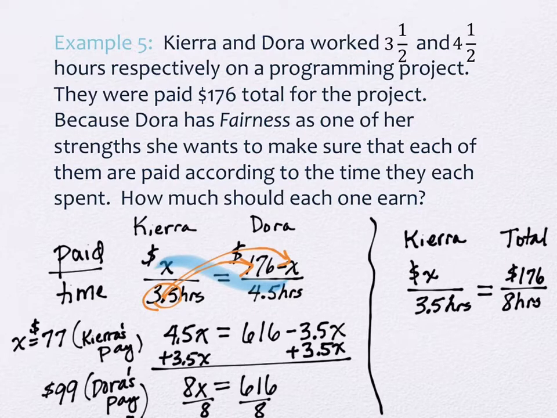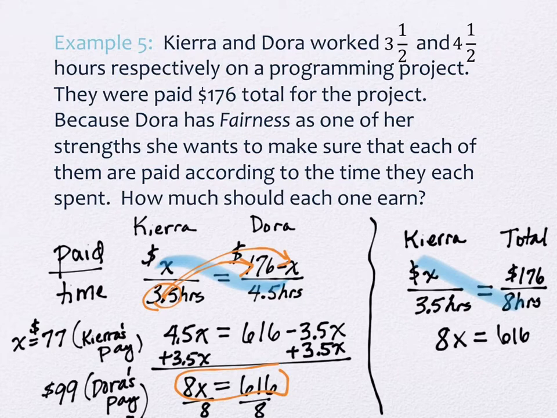If you do the problem like we did on the right-hand side, very quickly you'll get the same thing. There's my 8x. And then what's 176 times 3.5? 616. Right? That's the same equation I eventually got to down here. And again, finding out at the end X equals and stopping would mean that we didn't answer the question, because it needed two answers for this one. How much each girl makes.